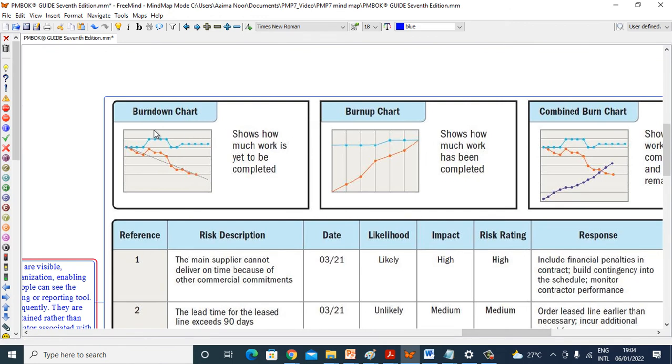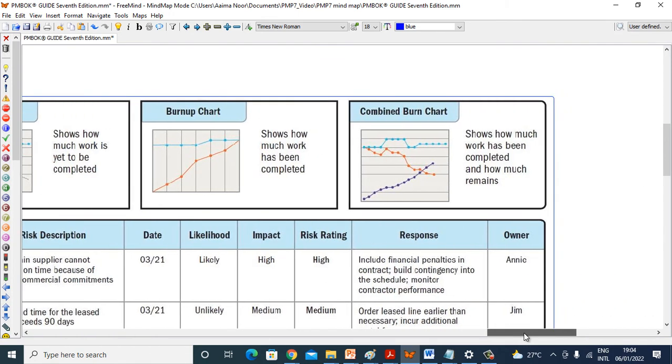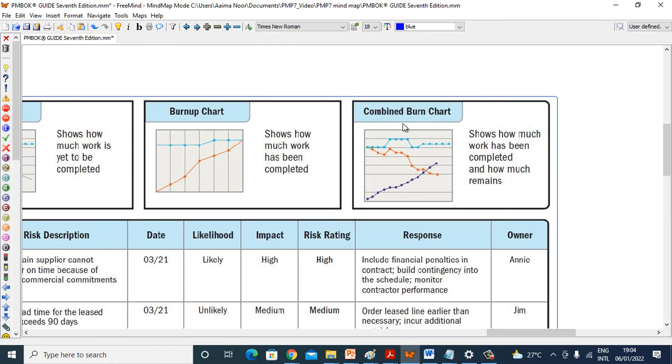Burn down chart shows how much work is yet to be completed. Burn up chart shows how much work has been completed. Combined burn chart shows how much work has been completed and how much remains.